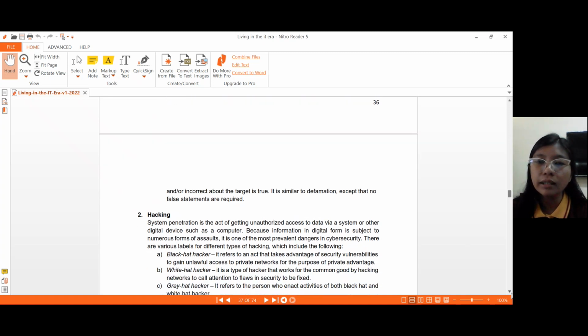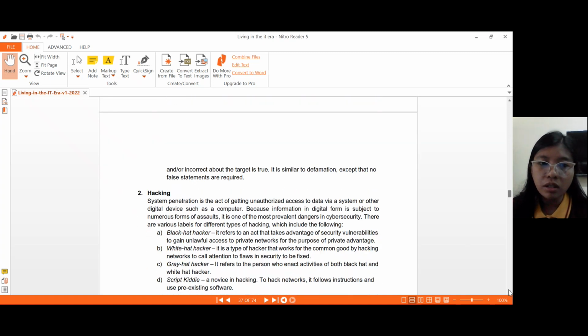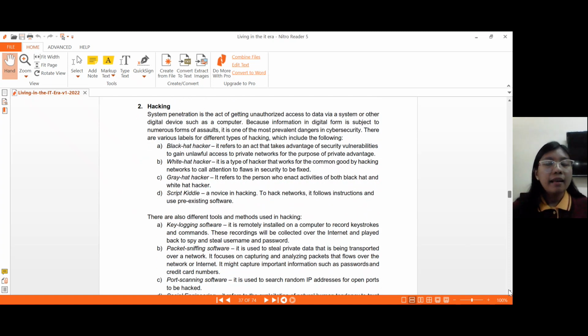Okay, number 2, digital ethical issues in this digital age. We have hacking. System penetration is the act of getting unauthorized access to data via a system or other digital device such as a computer. Because information in digital age form is subject to numerous forms of assaults, it is one of the most prevalent dangers in cybersecurity. There are various labels for different types of hacking, which include the following.